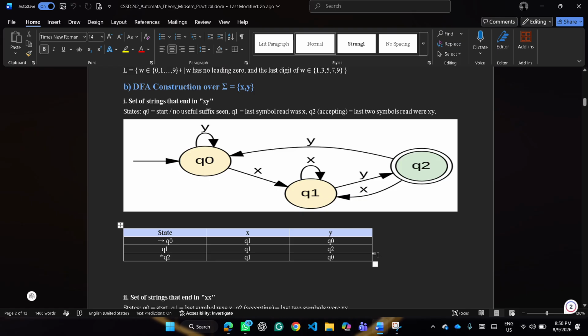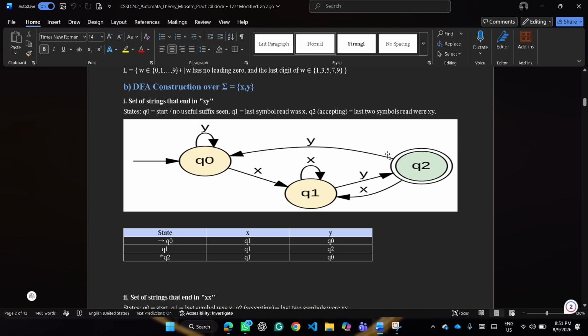And from Q1, if I then read a Y, I transition to Q2. In Q2, I've just seen X and Y. So Q2 is my accepting state, like Mr. Warner has been saying, the final state.